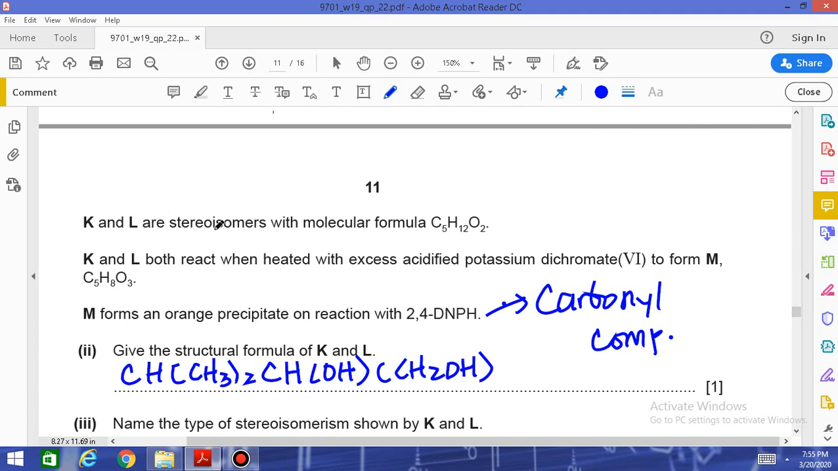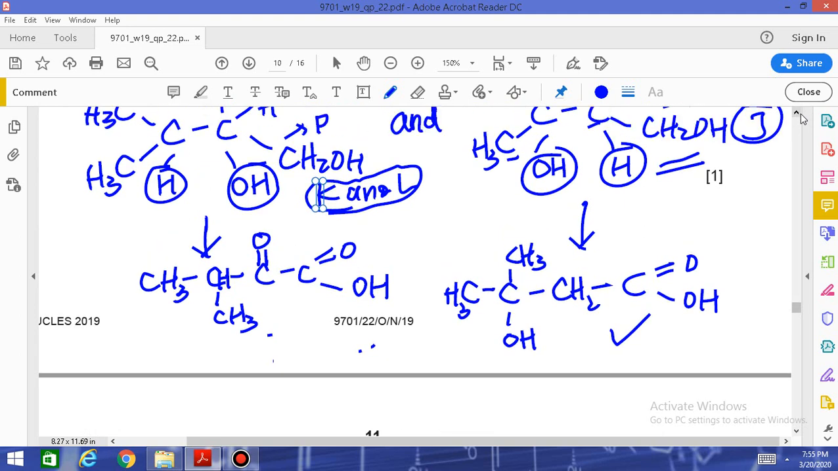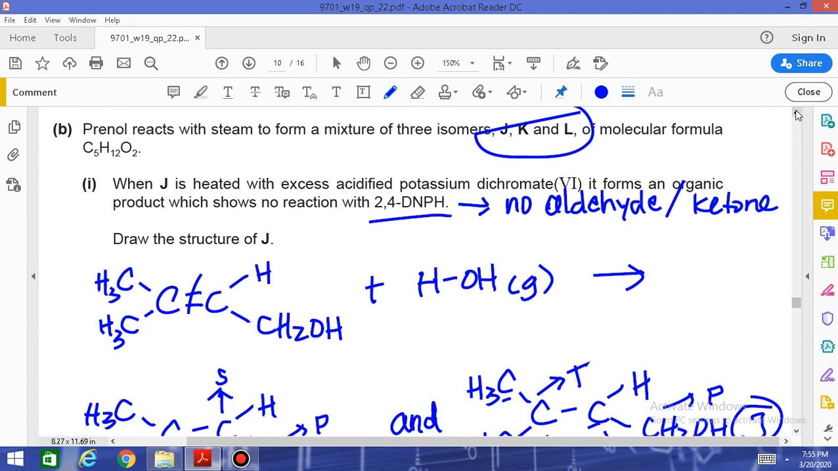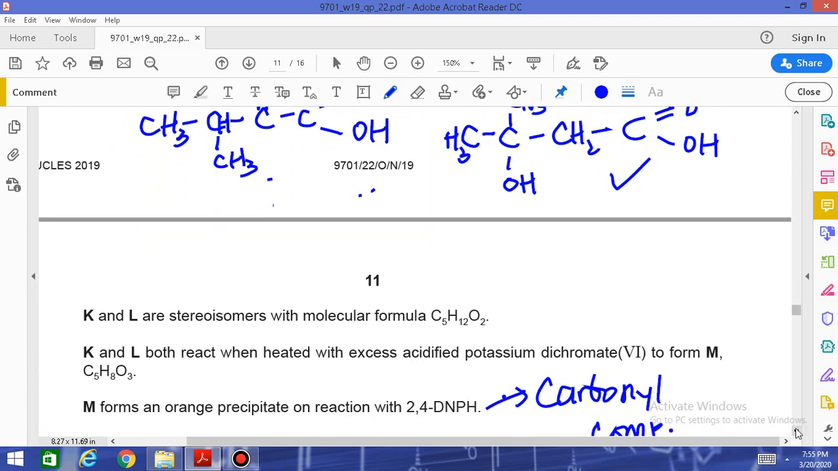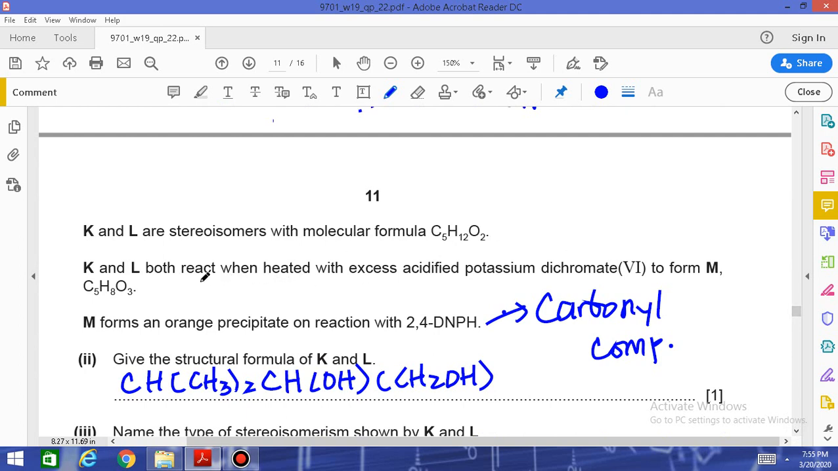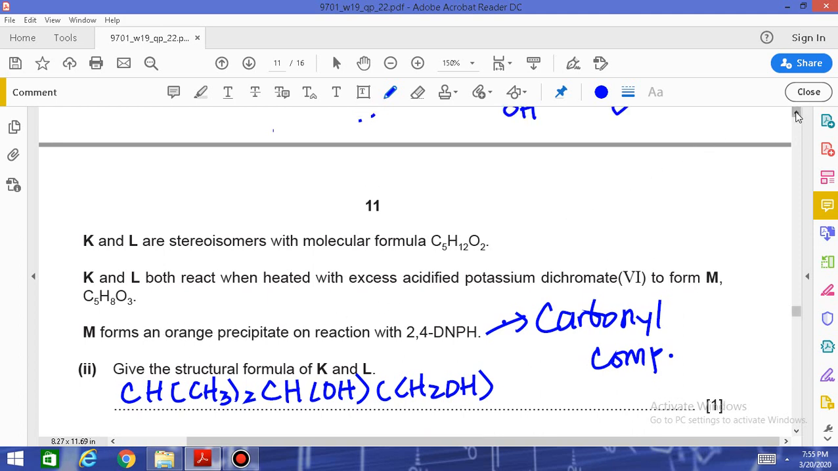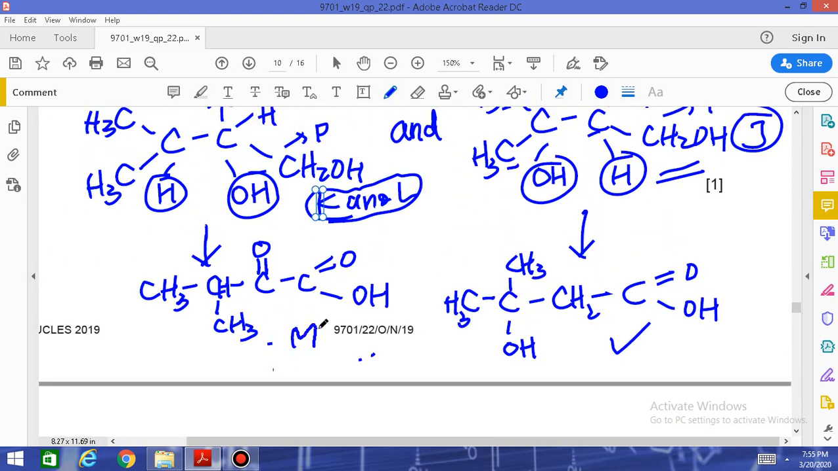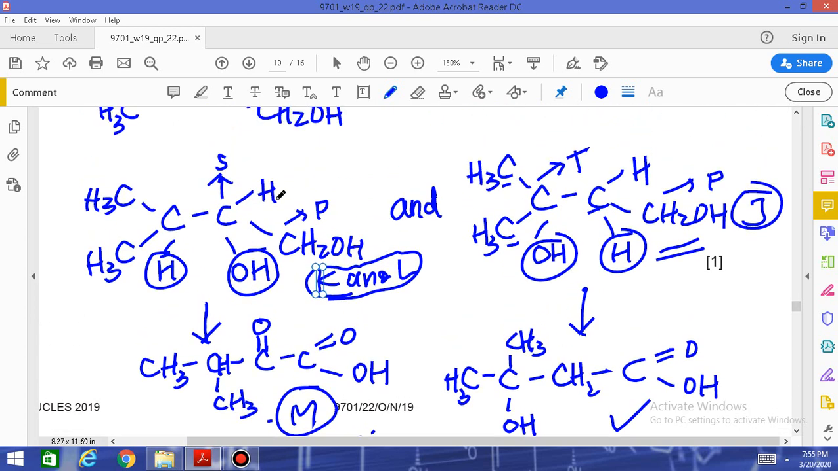Remember, K and L are stereoisomers with molecular formula C5H12O2, and both of them react when heated with excess acidified potassium dichromate(VI) to form M. M forms an orange precipitate on reaction with 2,4-DNPH. So this is M. This is K and L. Okay, K and L show stereoisomerism.